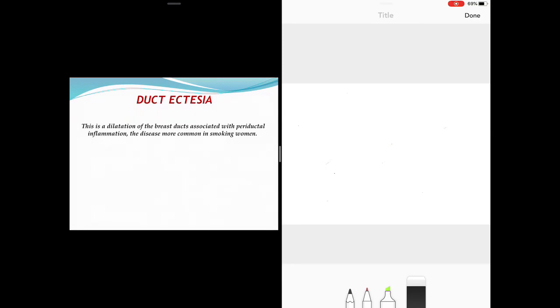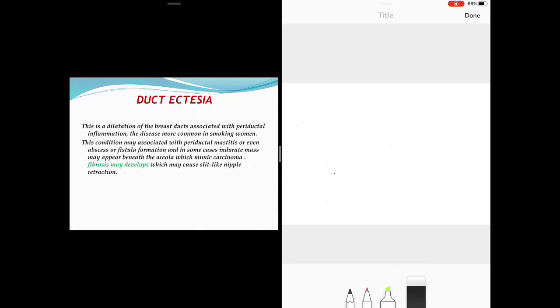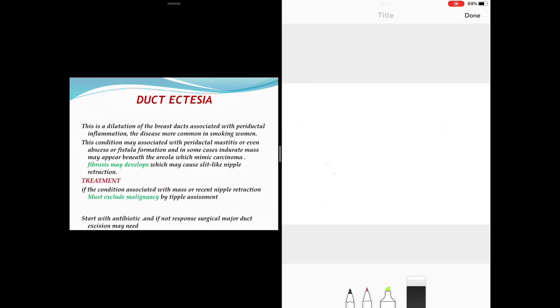We said duct ectasia is inflammation of the lactiferous duct. This inflammation may come from inside the lactiferous duct and spread to the surroundings of the duct, or sometimes the inflammation surrounds the lactiferous duct and bacteria invade the duct, causing inflammation of the lactiferous duct. This inflammation will be followed by fibrosis, and this fibrosis causes nipple retraction, and because of the accumulation of the bacteria, a subareolar mass, sometimes a cystic swelling in the subareolar region. This is duct ectasia.